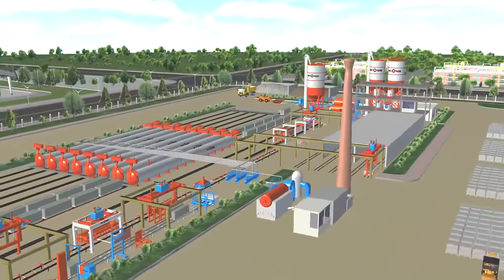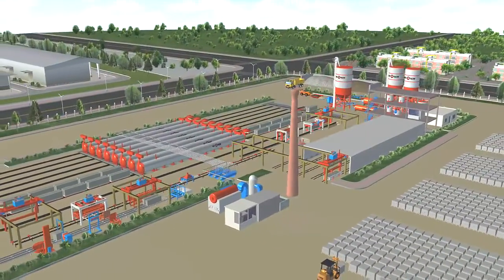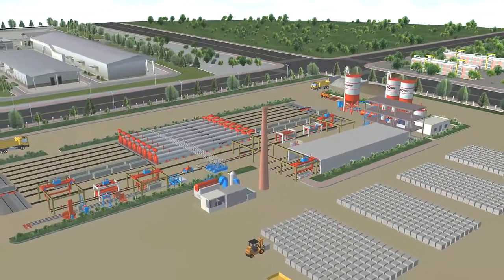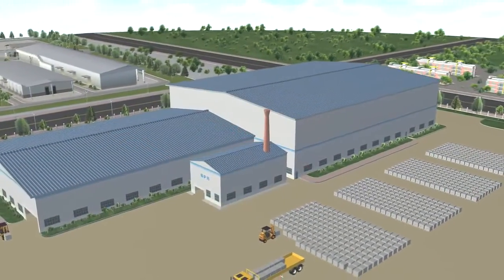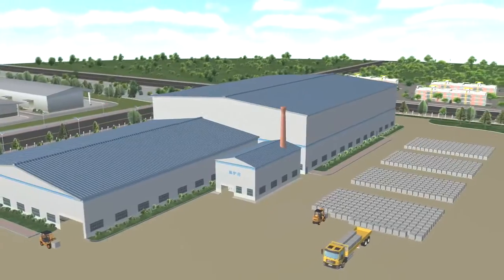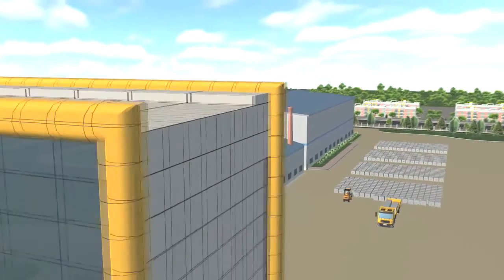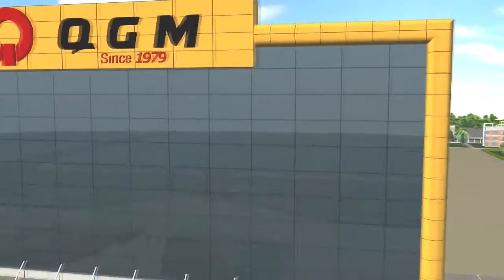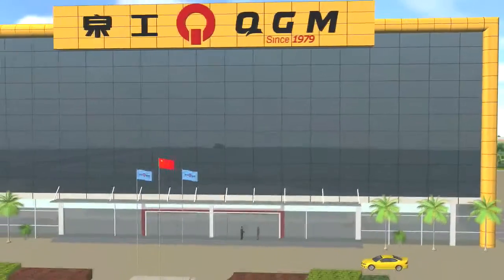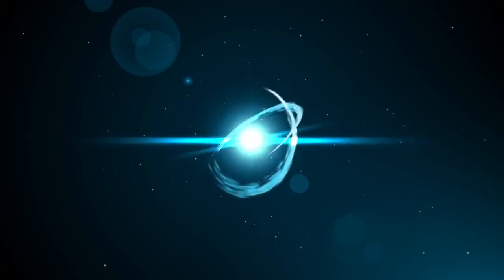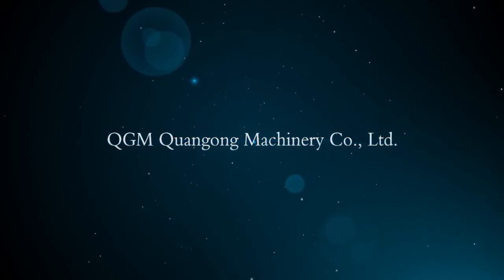Quality decides the value. Profession accomplishes the success. QGM, with state-of-the-art technology and R&D center, develops high-tech products to meet our customers' demand. Technology leads the future. QGM Machinery Company Limited.